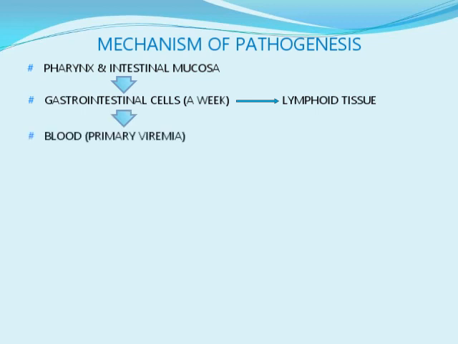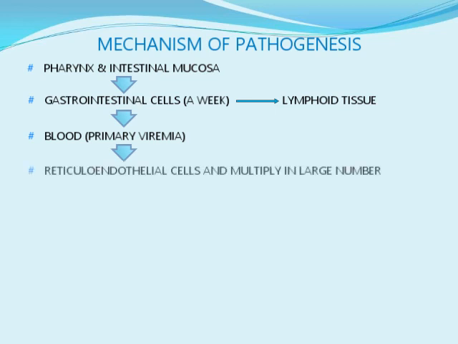The virus then enters the blood circulation for the first time, which is called as primary viremia. Viremia means the presence of virus in blood. From the blood circulation, the virus enters the reticuloendothelial cells. Reticuloendothelial cells are present in the lining of liver, spleen, bone marrow, and macrophages. And here the virus multiplies in large number.